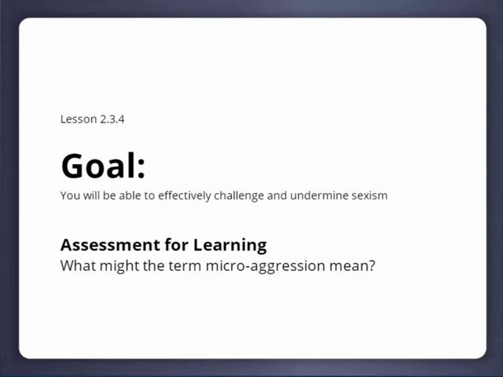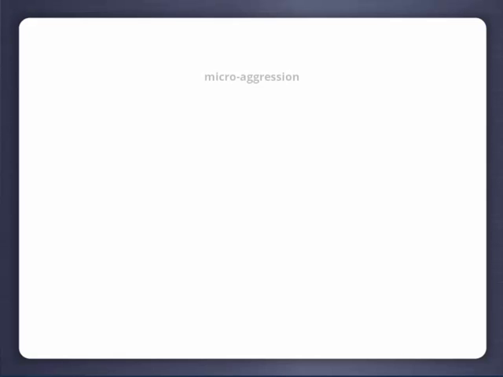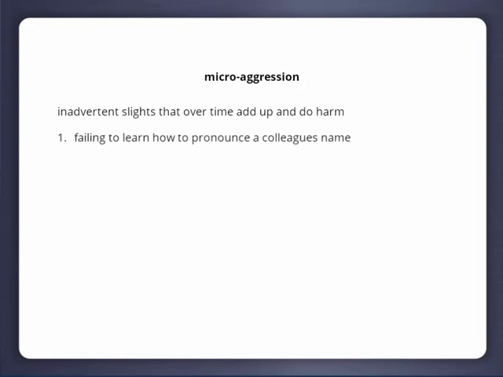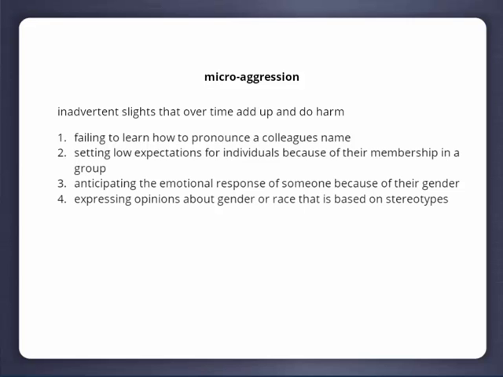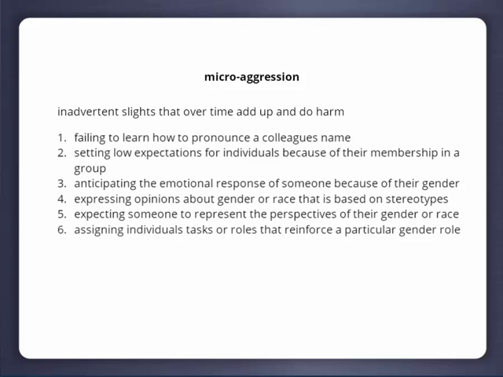What might the term microaggression mean? The term microaggression refers to inadvertent slights that over time add up and do harm. Examples of microaggression might include failing to learn how to pronounce a colleague's name, setting low expectations for individuals because of their membership in a group, anticipating the emotional response of someone because of their gender, expressing opinions about gender or race that is based on stereotypes, expecting someone to represent the perspectives of their gender or race, and assigning individuals tasks or roles that reinforce a particular gender role.